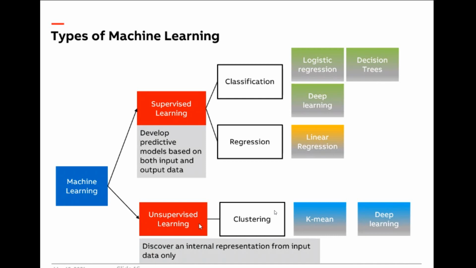So the basic thing is, in supervised learning, we have a target variable, that is, we have to predict some data. In unsupervised learning there is no target variable. So clustering means we group nearby objects together.